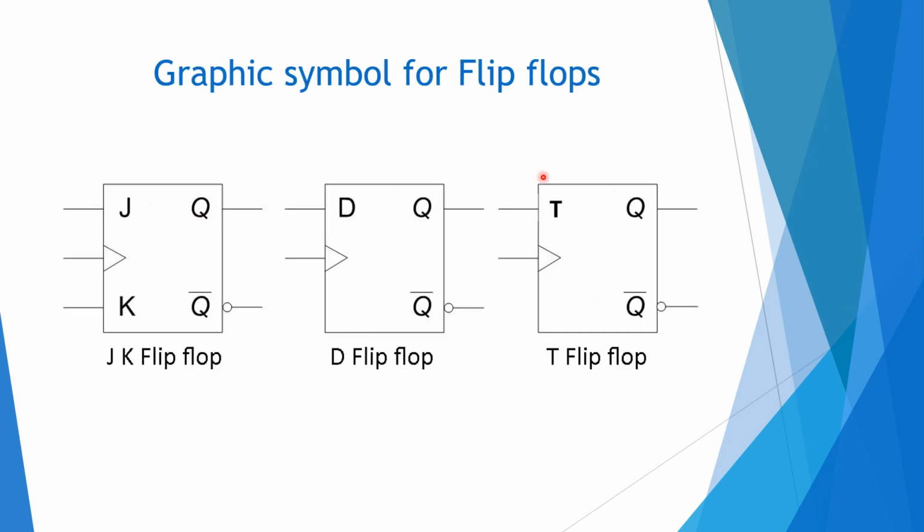And these are the graphic symbols for flip-flops. This is the JK flip-flop here, and these all are positive edge triggered. Suppose if we want a negative edge trigger, there will be a bubble here. Again, the output Q bar has a bubble showing it is the inverted form of Q. So these are the symbols of JK with J and K, the D flip-flop with D, and the T flip-flop with T. These are the graphic symbols for flip-flops.